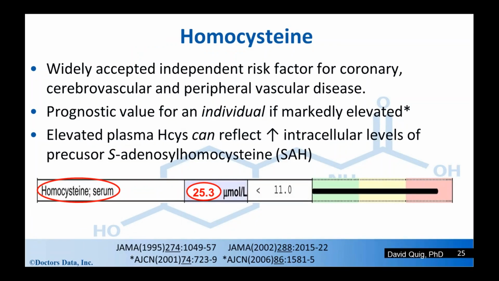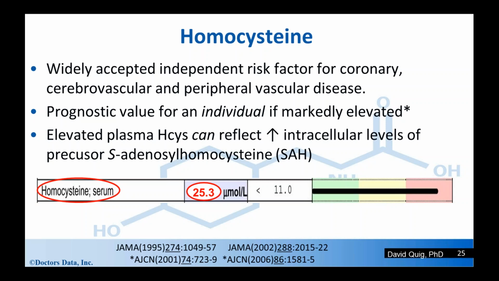Now, homocysteine has been known as an independent risk factor for cardiovascular disease thanks to the diligent work of Dr. McCully, and it's widely accepted as an independent risk factor for not only coronary but also cerebral vascular as well as peripheral vascular disease. And now studies are beginning to report that elevated homocysteine has prognostic value for an individual if it's markedly elevated, and again, that's for an individual.